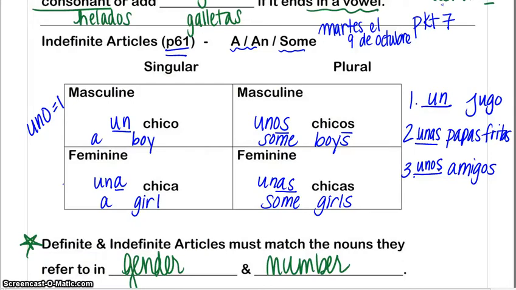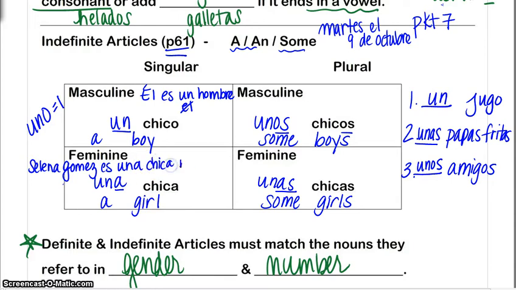Here are some more examples. Él es un hombre. He is a man. He's not el hombre. He's not the only man that you know of. He is a man. Selena Gomez es una chica muy bonita. Here we're making our sentence significantly longer. Instead of just saying Selena Gomez es muy bonita, Selena Gomez es una chica muy bonita. She is a girl very pretty.